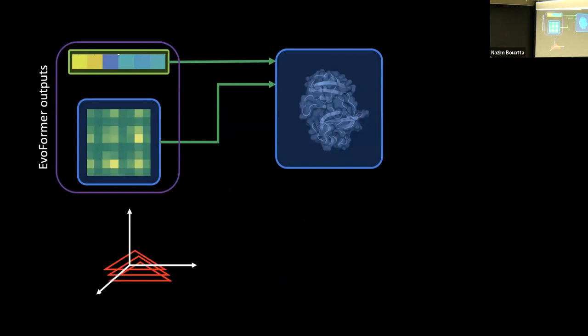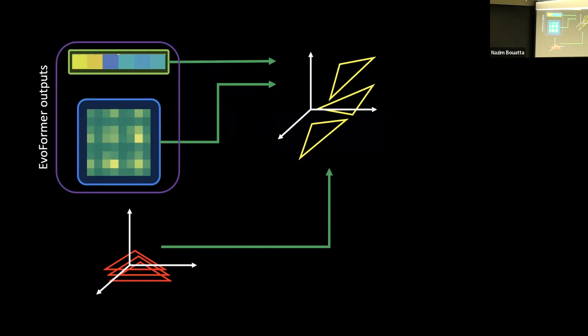As I said earlier, we have the one-dimensional sequence and the two-dimensional representation coming from the EvoFormer. These are the outputs of the EvoFormer. We take this initial condition, we fit them together, and we need to predict the structure. As a first step, we need to predict the backbone, which boils down to updating those triangles such that they move around in Euclidean space, and collectively they will form a sort of polypeptide chain. So that's the plan. And the question is, how are we going to achieve this plan?